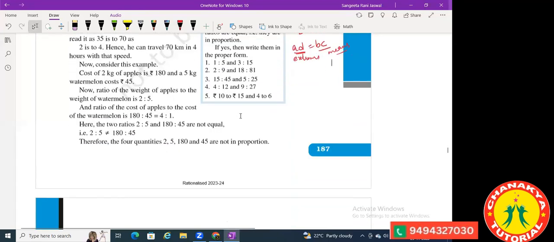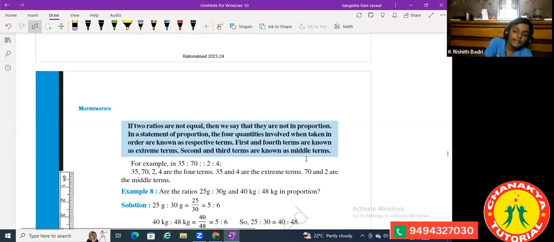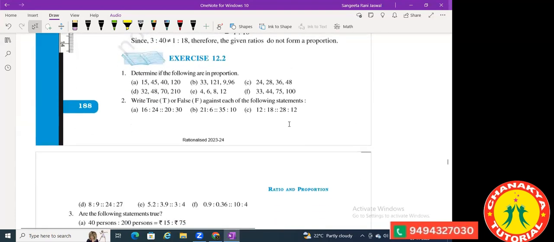Let's move on ahead. If two ratios are not equal, then we say that they are not in proportion. This also we know. In a statement of proportion, the four quantities involved, when taken in order, are known as respective terms. The first and fourth terms are known as extreme terms. The second and the third terms are known as middle terms. Middle or mean, both are the same names. These are some examples of the book.